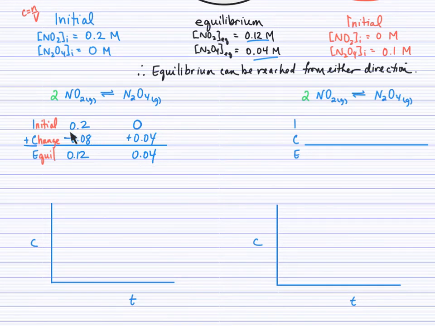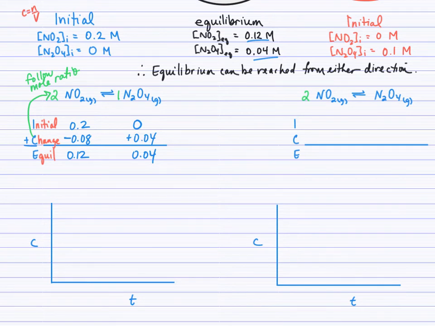I'd also like to point out that in the change row, the amount of NO2 that's dropping is actually double the amount of the N2O4 that's increasing. And notice that this ratio, that this is double this amount, is consistent with the mole ratio of 2 to 1. And so that's another important point: the change row will occur according to the coefficients in the equation. So it will follow the mole ratio.